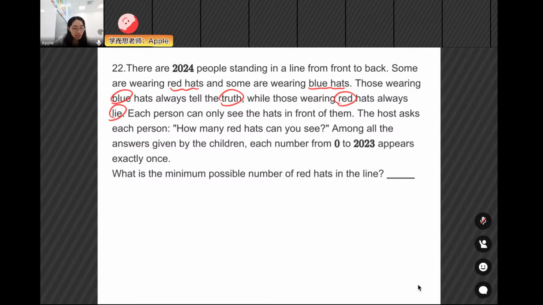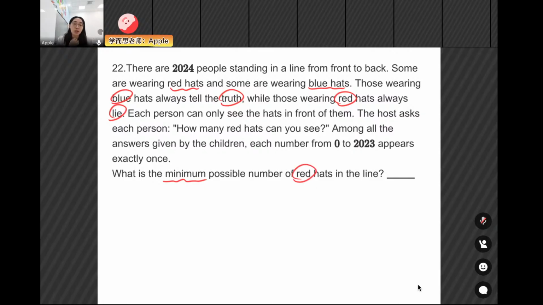Then the host asked each person, how many red hats can you see? Among all the answers given by the children, each number from 0 to 2023 appears exactly once. And the question is asking you what is the minimum possible number of red hats in the line.